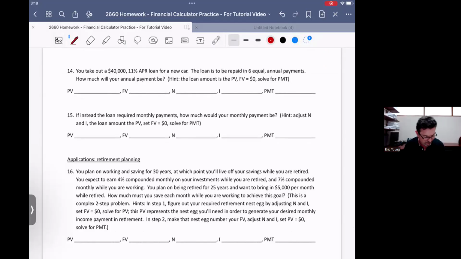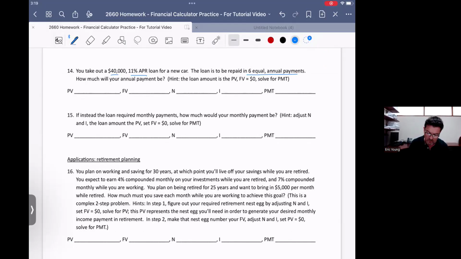Let's do another payment one. Let's say that you take out a $40,000 11% loan for a new car. The loan's going to be repaid in 6 annual payments. How big will your payment be?